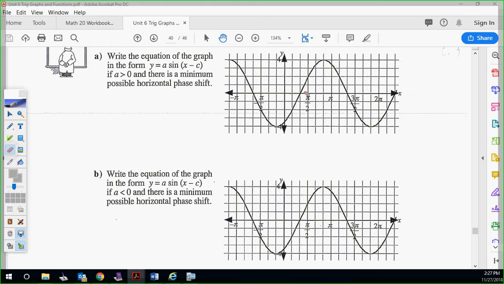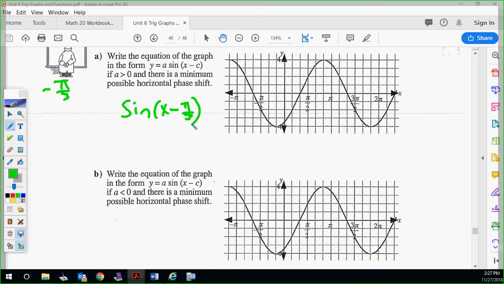So first thing is, if it moved over 2 blocks, what's 2 blocks? We just talked about that. Pi over 3, yeah. Okay, pi over 3, 2 pi over 6. So it's pi over 3 is the phase shift. And it moved to the right, so we have a minus. So that means sine of x minus pi over 3.